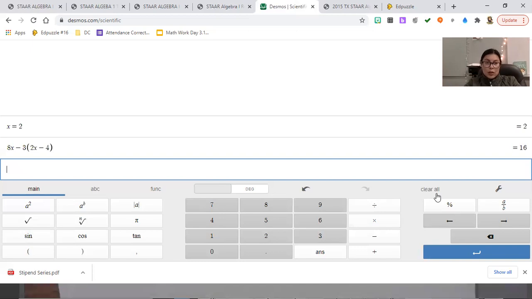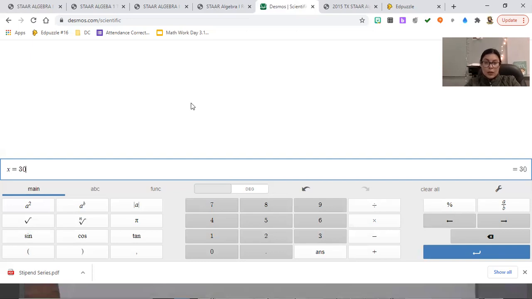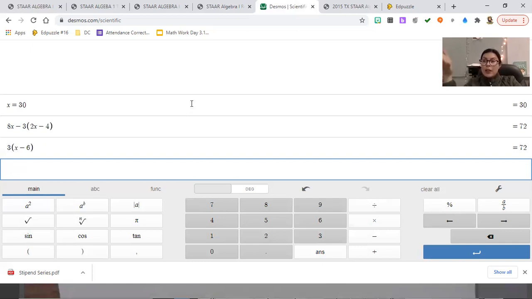Let's press clear all. What's the next one? x equals 30. That's the first part. Now the second part should be equal to it. If it's not, then that is not the correct answer. They are the same, so that's your answer. Good job if you got that correct.